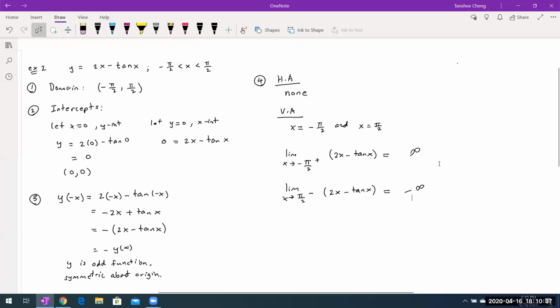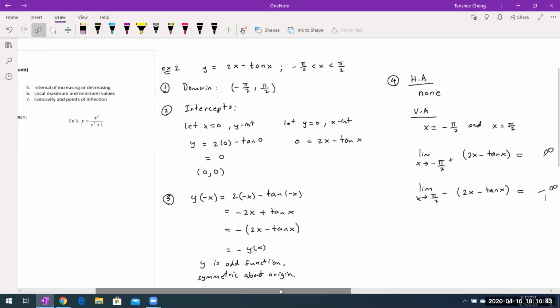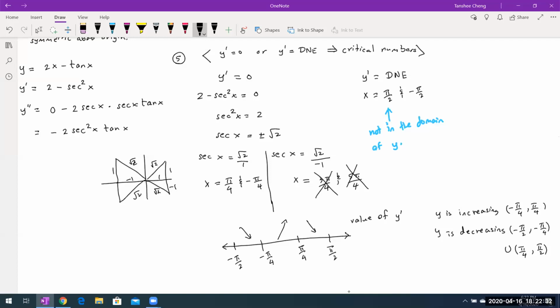And when we talk about parts 5, 6, 7, like in the other example, we need to find the first derivative and second derivative before we can talk about increasing and decreasing, local max and local min, and concavity. So let's find the derivative first. When we take the derivative of the function, the first derivative gives me 2 minus secant squared x. When you take the derivative again for the second derivative, after you simplify it, you will get negative 2 secant squared x tangent x.